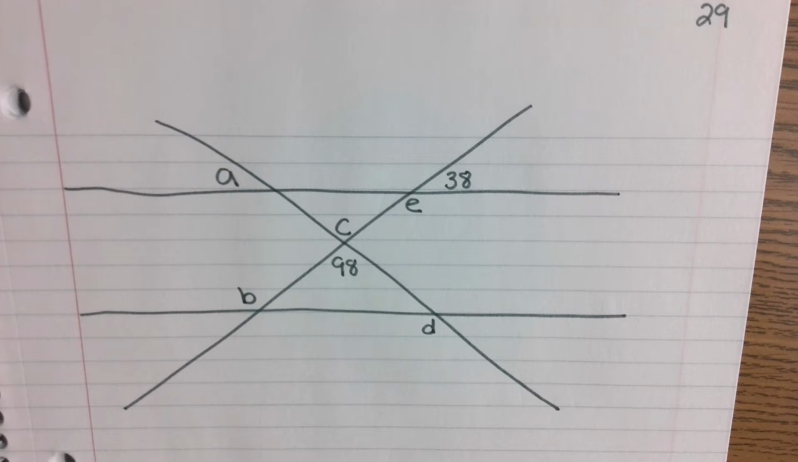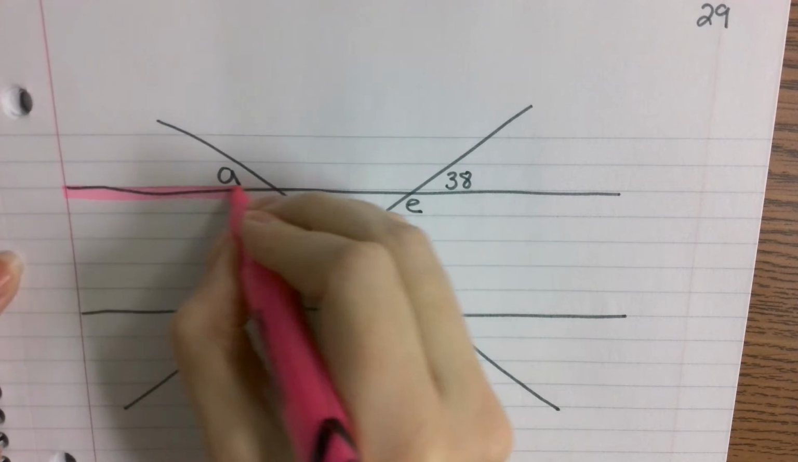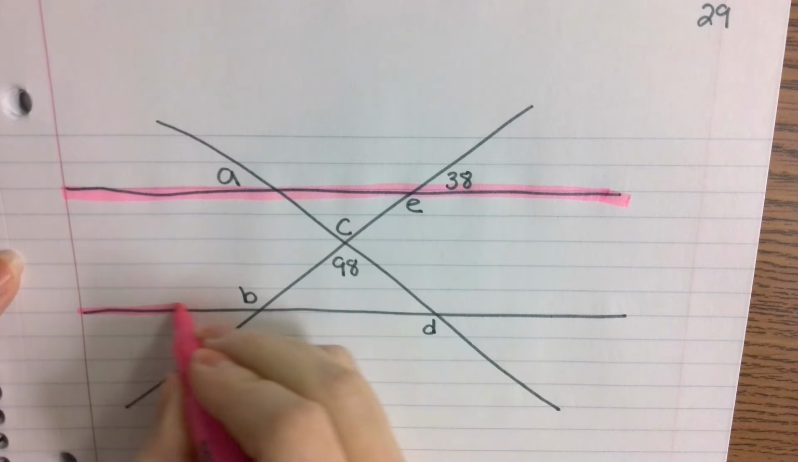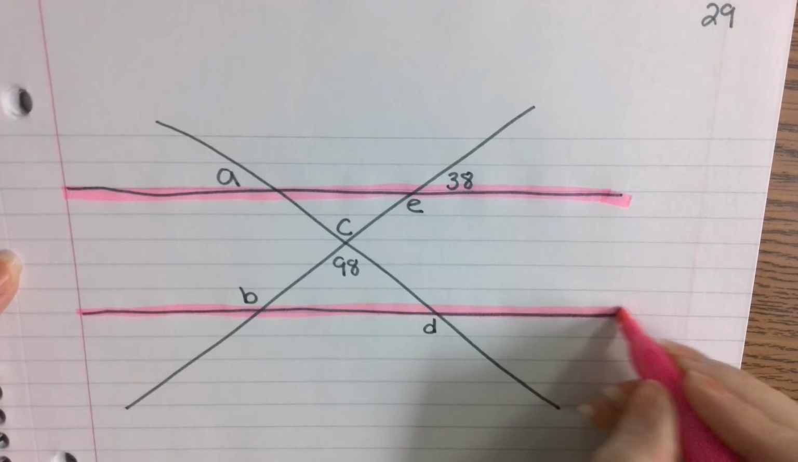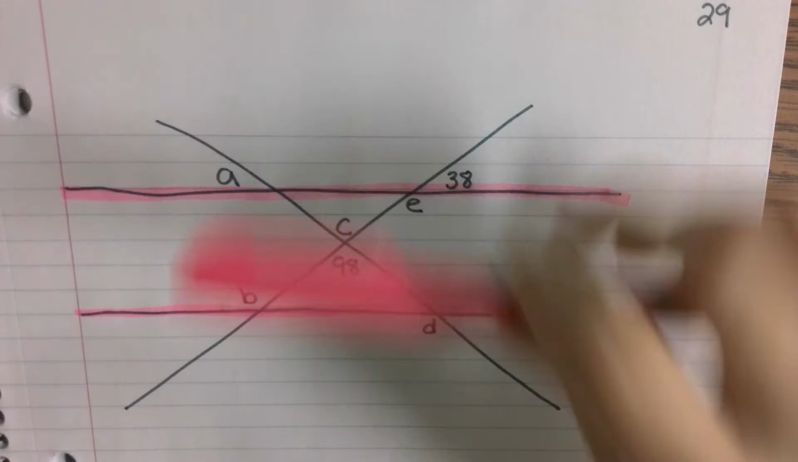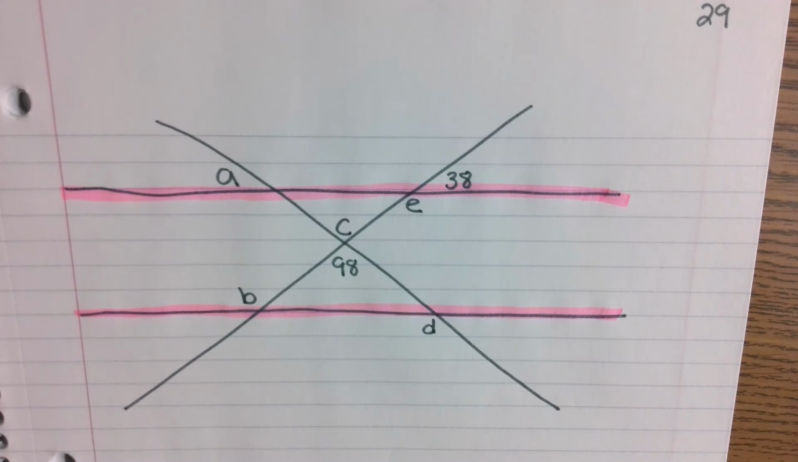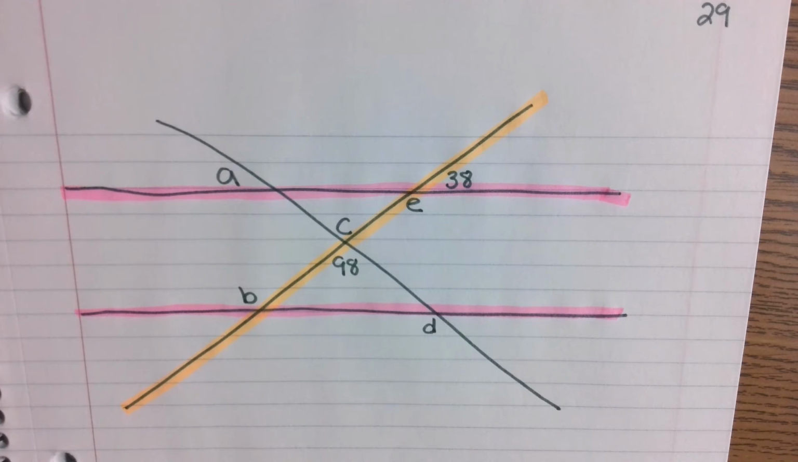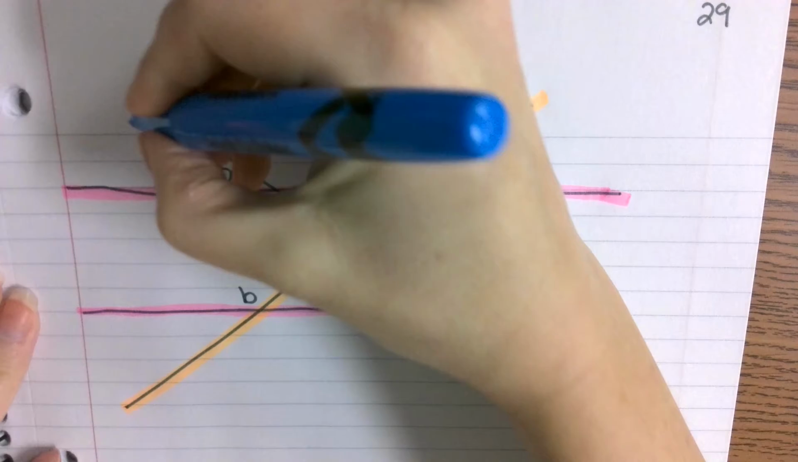But the first thing I want to tell you guys is it's really a good idea to highlight your parallel lines one color, so that you can see that those are the parallels. And then I would highlight one of your transversals in a color and the other transversal in a different color, so that you can see they're actually very separate from each other.